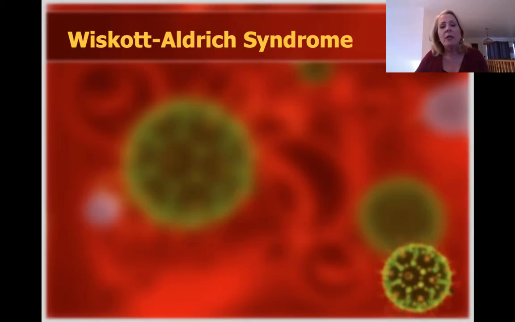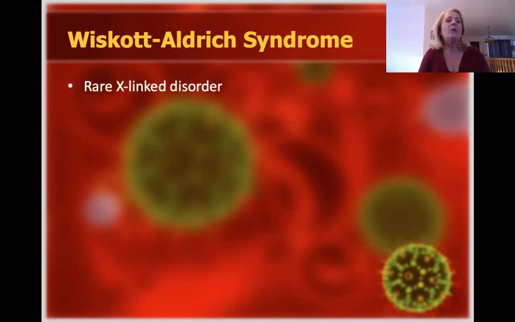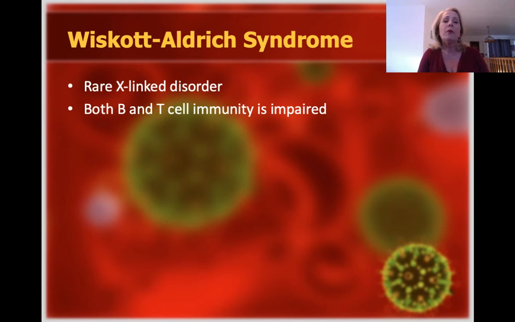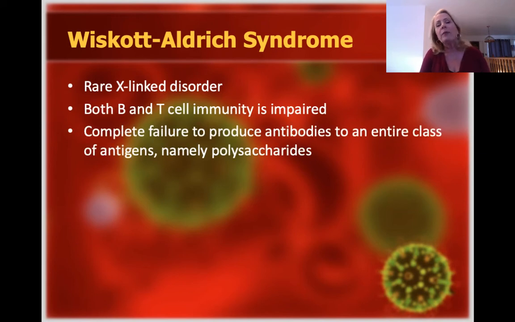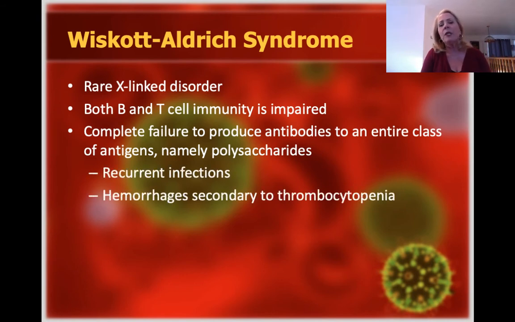Another one is Wiskott-Aldrich Syndrome, and this is a rare X-linked disorder. Both the B and T cell immunity is impaired. They have a complete failure to produce antibodies, but that's not all antibodies. It's just a certain class of antibodies, and they get recurrent infections. They get hemorrhage because they can't produce platelets very well, so they have what's called thrombocytopenia.